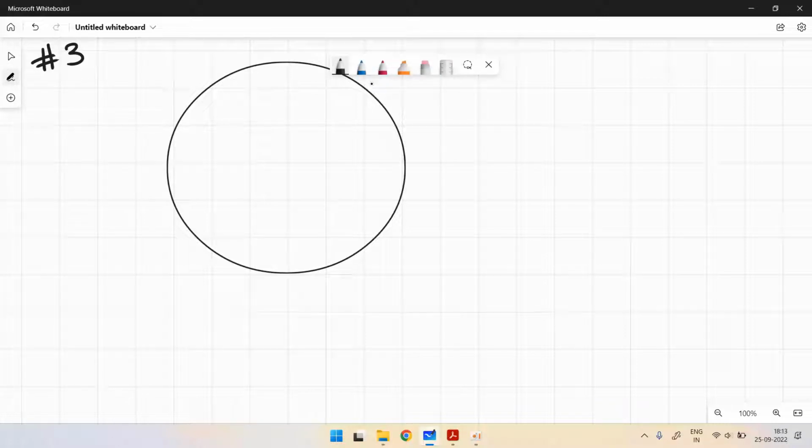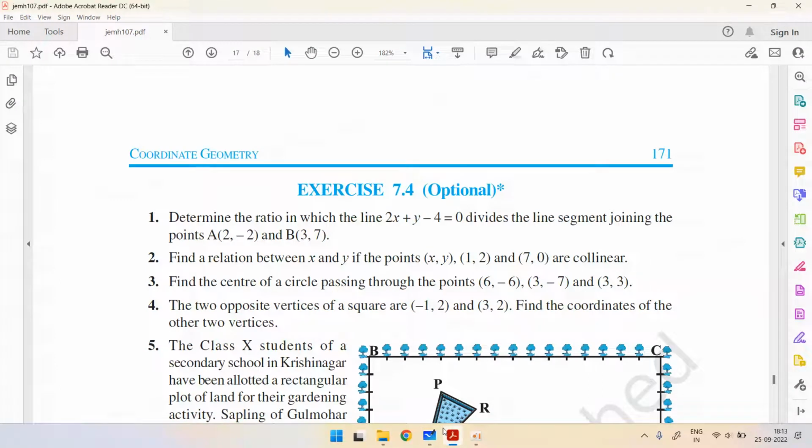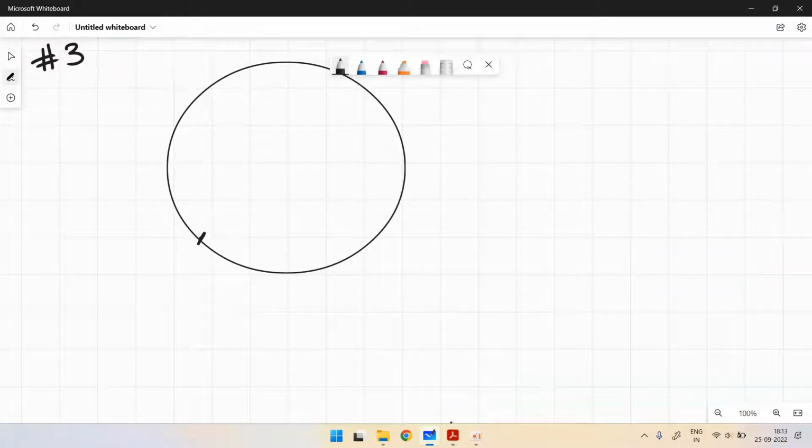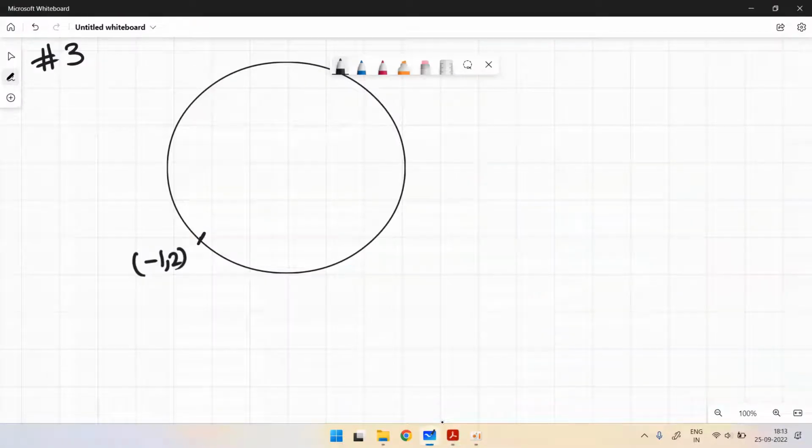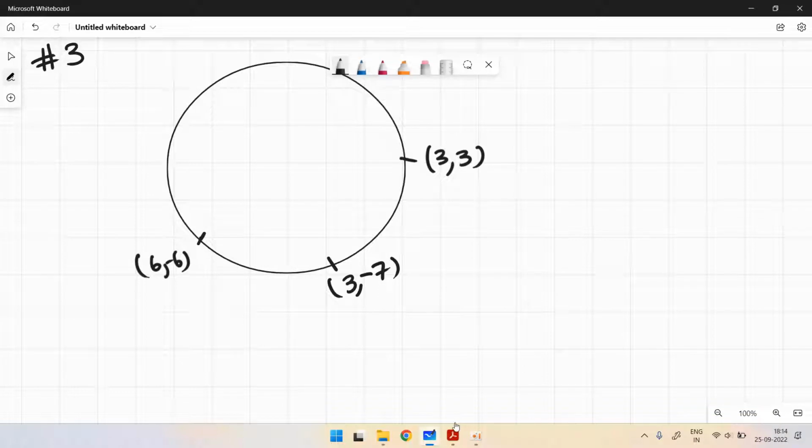This is my circle, and let's suppose these are the points: (-1, 2), and this is, sorry, not -6, (6, 6). Next, suppose this is my another point, this is (3, -7), and the third is (3, 3). These are the points, and first you need to join these points.